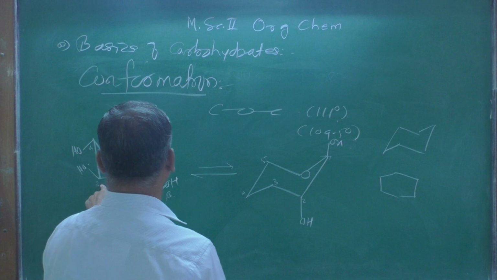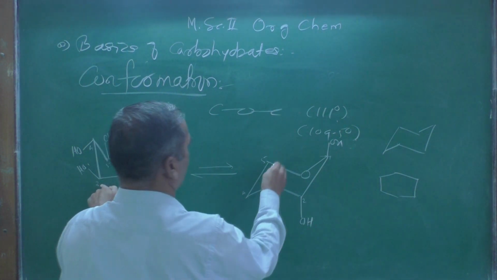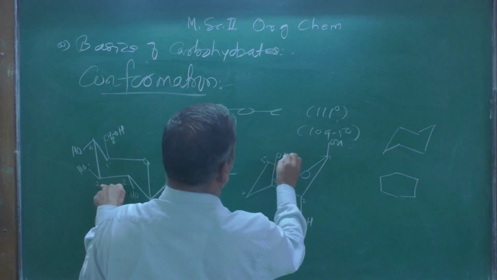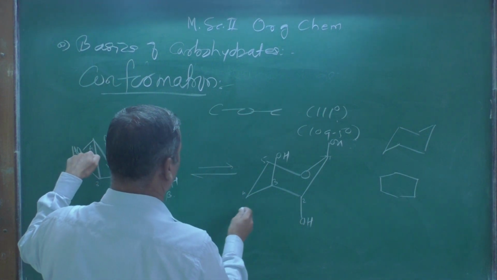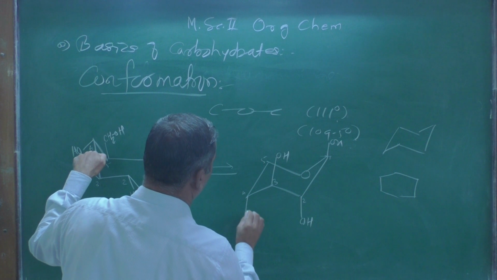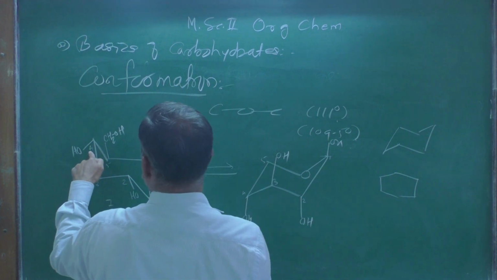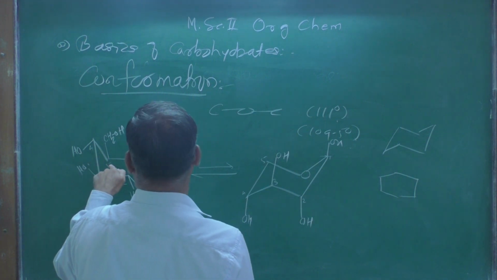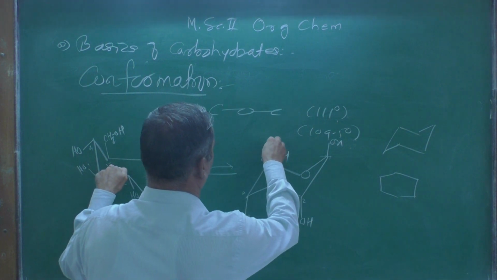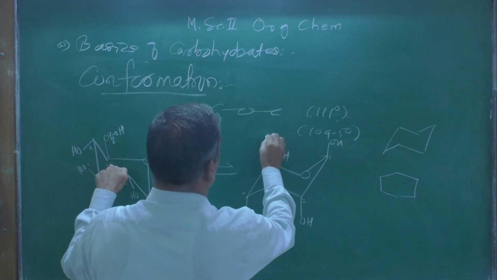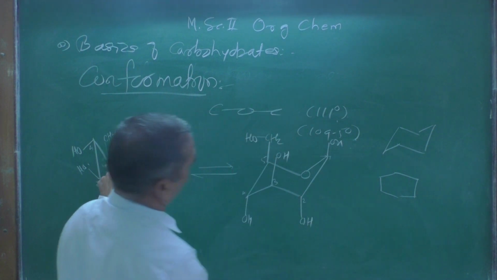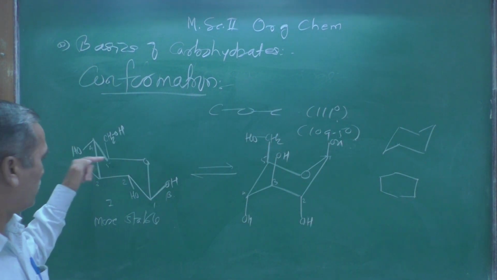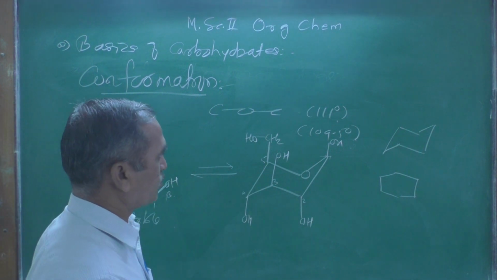At carbon number 3, look, above the plane, so it becomes axial. And at carbon number 4, below the plane, that becomes axial. And at carbon number 5, equatorial above the plane, that becomes axial. This will be CH2OH over here. So this is the conformation we got.